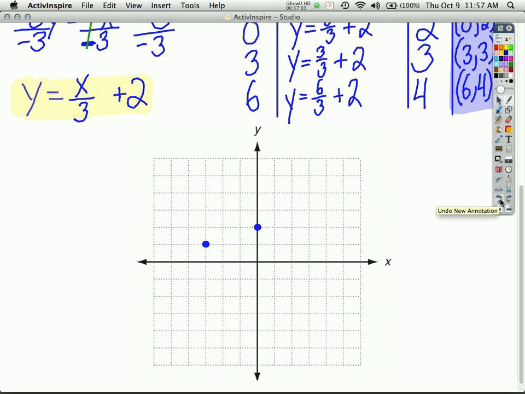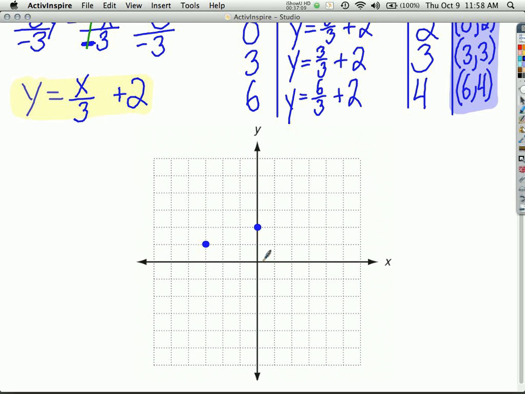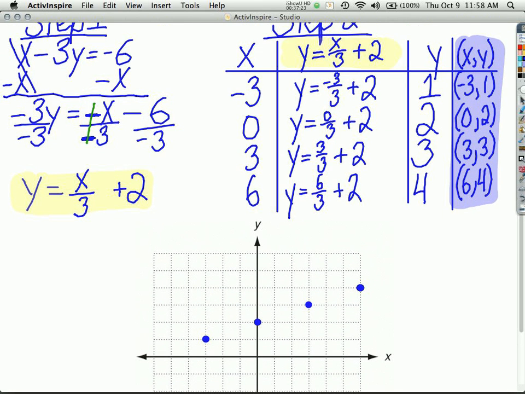The first number tells you where to go left and right. The second number tells you where to go up and down. Now 3, comma 3. 1, 2, 3, 1, 2, 3. Put a point. 6, comma 4. 1, 2, 3, 4, 5, 6. 1, 2, 3, 4. Put a point. And now we have a graph of our data. We have a graph of the function.